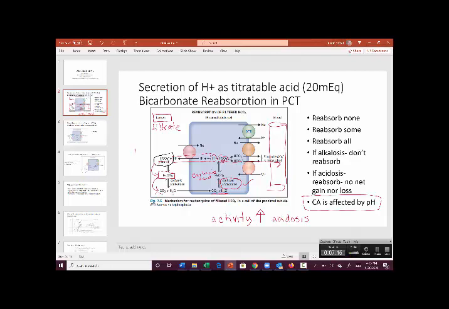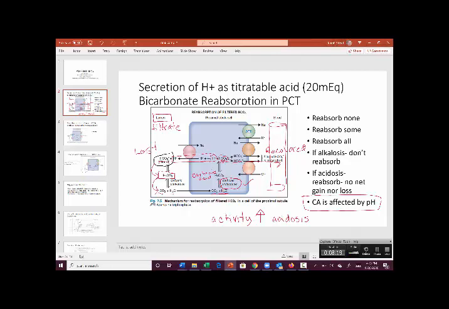So we lost a bicarb here on the lumen side, but we recovered the bicarb here on the blood side. No net gain nor loss of bicarbonate in this scenario. And that's good, because if a patient is in acidosis, we don't want them to lose their bicarbonate into the toilet. That is a precious resource. We should recover what is filtered.